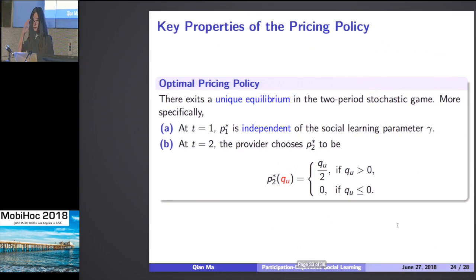Now we derive several properties of the optimal pricing policy. First, we show that there exists a unique equilibrium for the two-period stochastic game played between the provider and users. Specifically, in the first period, the optimal P1 star is independent of the social learning parameter gamma. The reason is that the provider does not know capacity, so it cannot take advantage of the learning process. And the second period pricing policy depends on the updated mean QU.